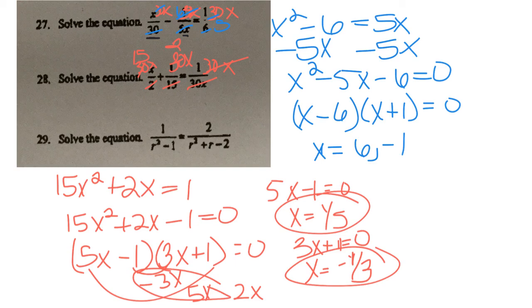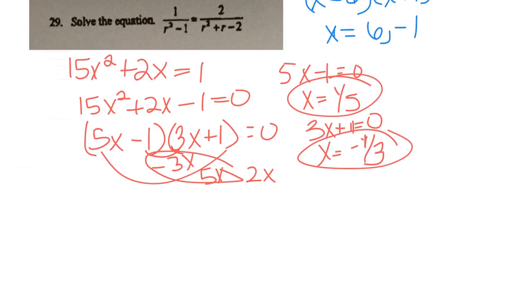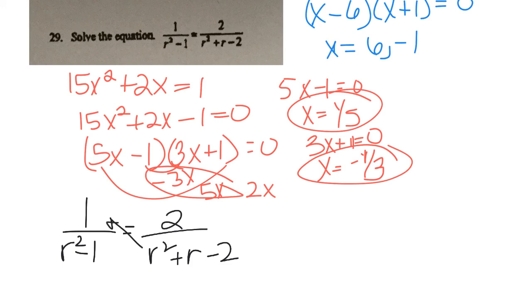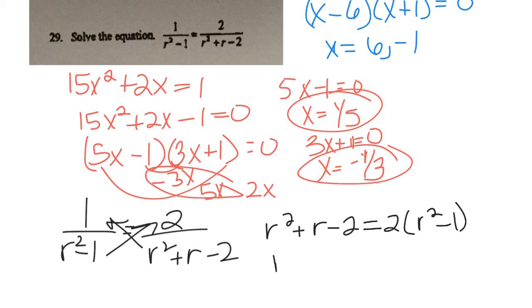And number 29. This is a proportion. A proportion is where we have a fraction equal to a fraction. So these are the ones where we can just cross multiply. 1 over r squared minus 1 equals 2 over r squared plus r minus 2. And when we cross multiply, we get r squared plus r minus 2 equals 2 times r squared minus 1. R squared plus r minus 2 equals 2r squared minus 2.